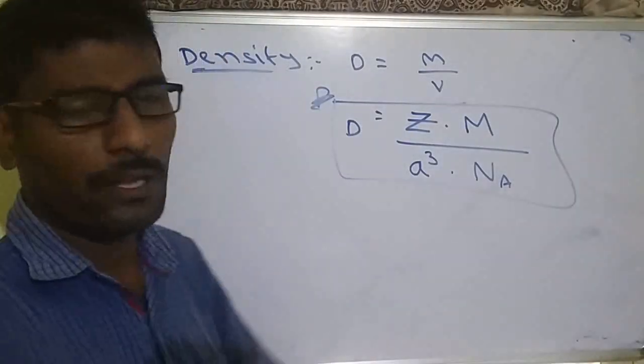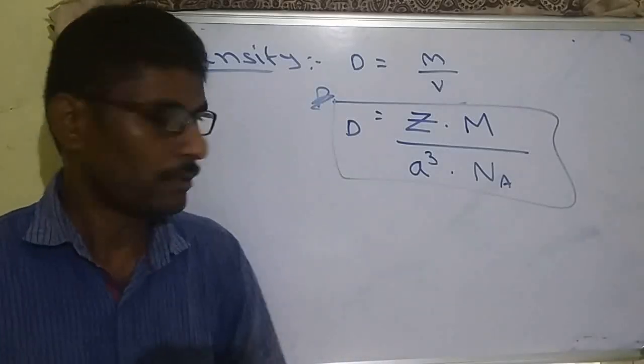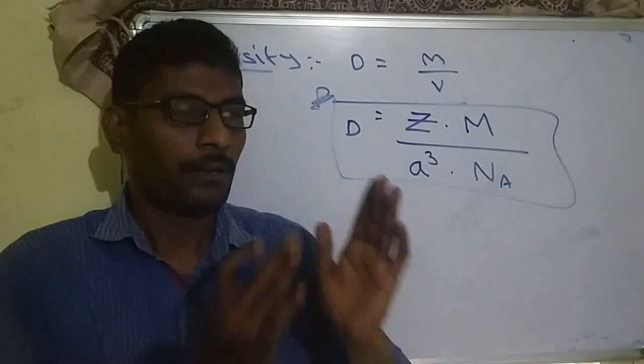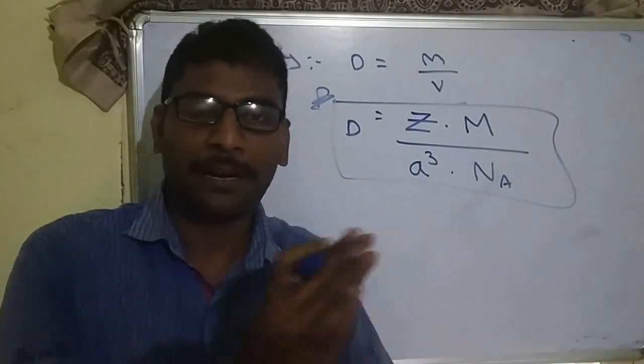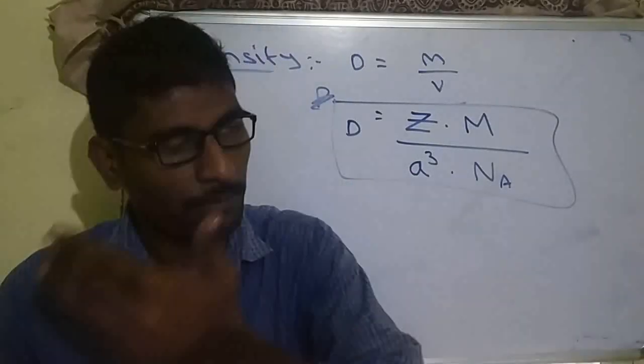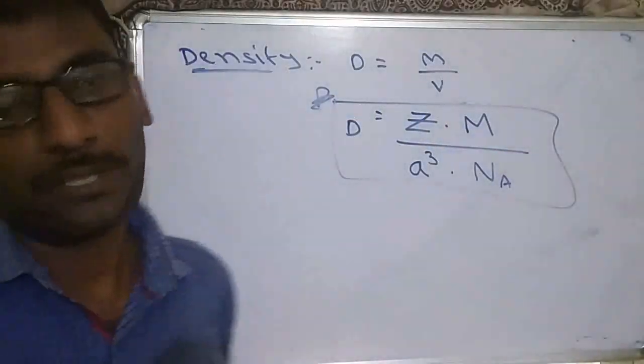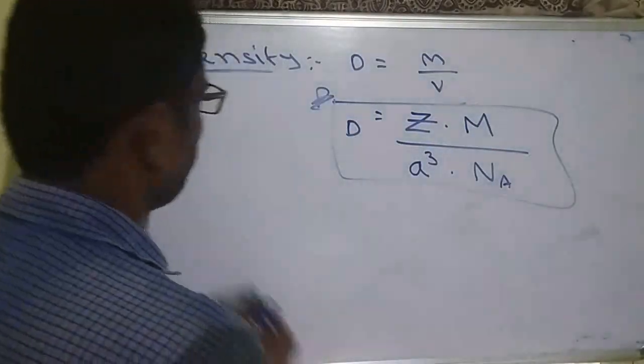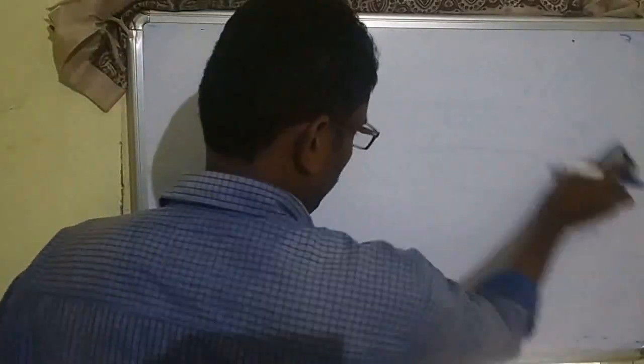So in total, mostly 4 formulas in this chapter. Density is one formula. The remaining 3 formulas are the relation between edge length and radius, for simple cubic, for BCC and for FCC. So mostly from these 4 formulas, any numerical questions will come. So we completed close-packed structures.